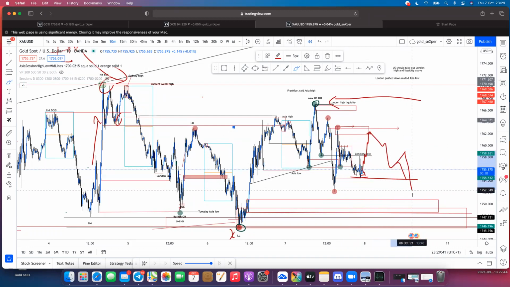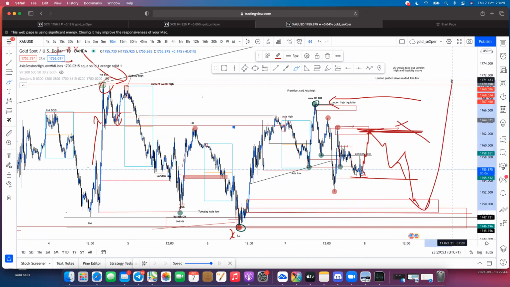Maybe a pullback in Frankfurt, and then to clean out the lows. But in that case, if the Asia high is left open, like you guys say, it might be a bearish day that turns into a bullish day, because on Friday we might just expand. Could happen. I've seen it before.